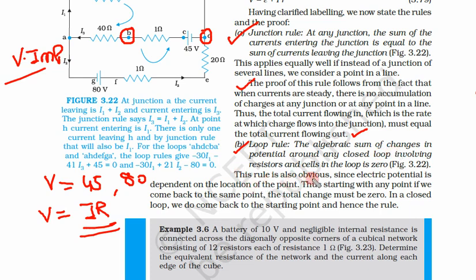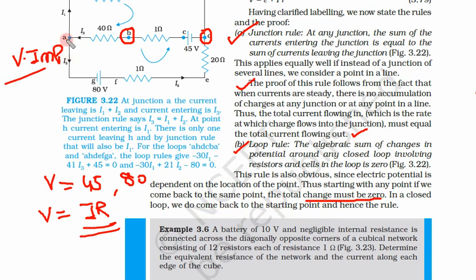Why is this rule there? This rule is also obvious. What is the proof? Since the electric potential is always dependent on the location of the point, as you have seen, potential is a point-dependent quantity. Thus, starting with any point, if we come back to the same point, the total change must be 0. In a closed loop, we do come back to the starting point, hence the rule.